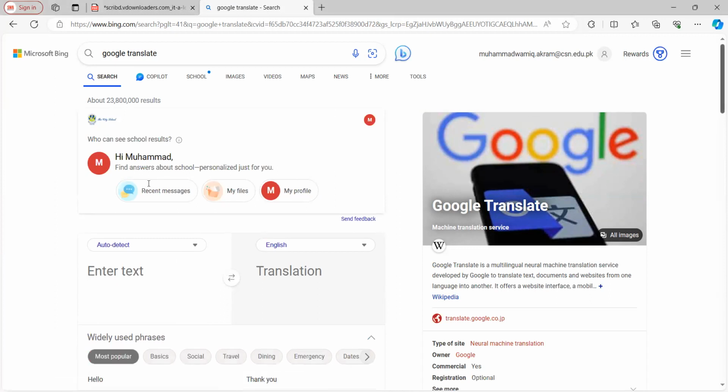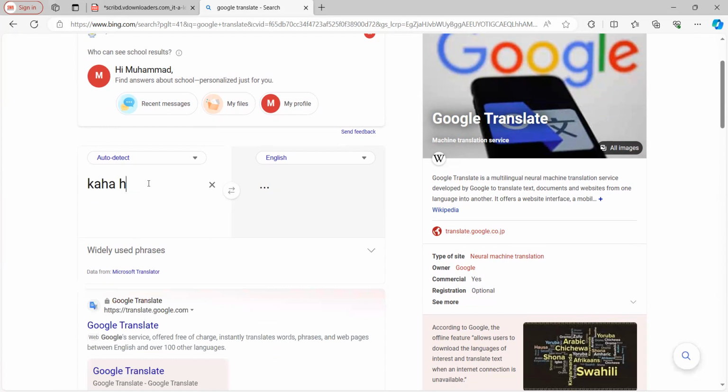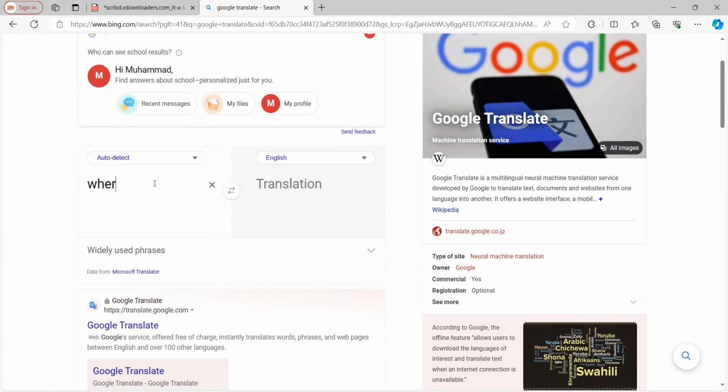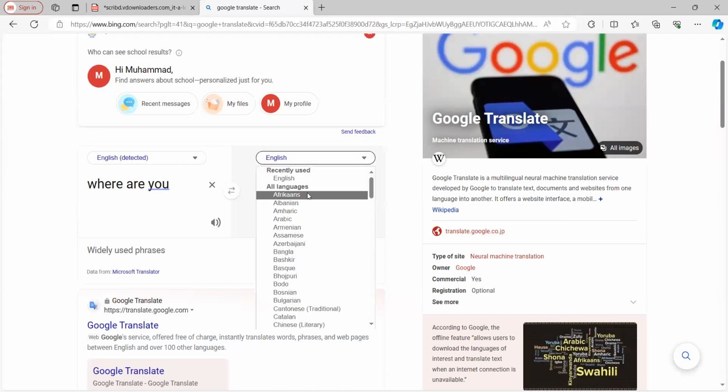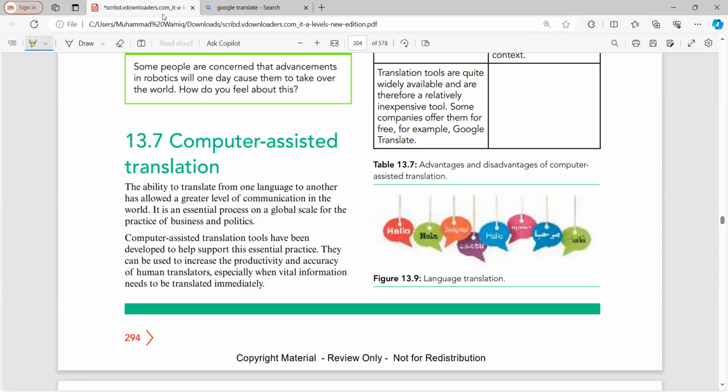If I want to translate anything, let's write something here to check. Like I have written here, where are you? And it is translating it into any language that you want. So computer assisted translation is the ability to translate from one language to another.